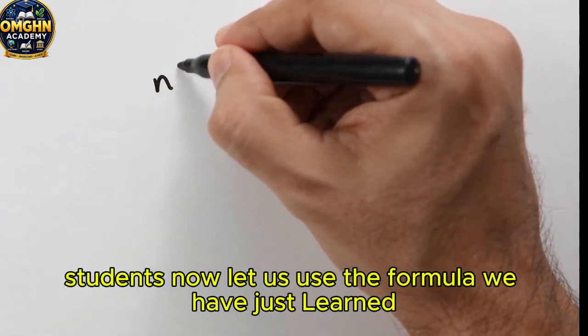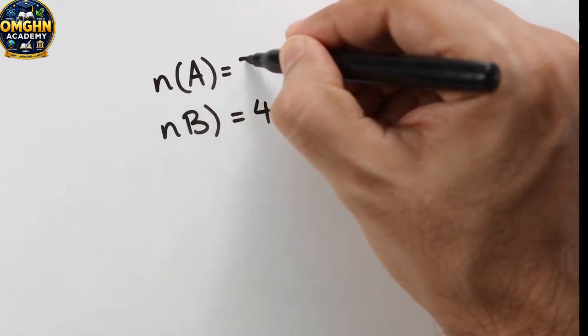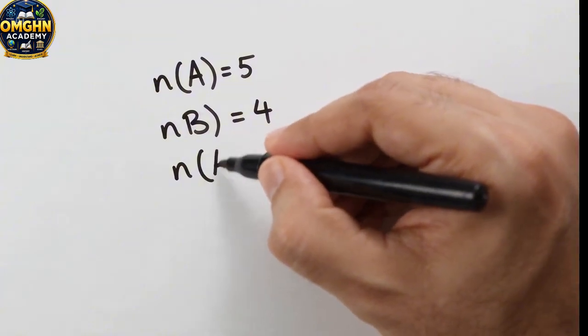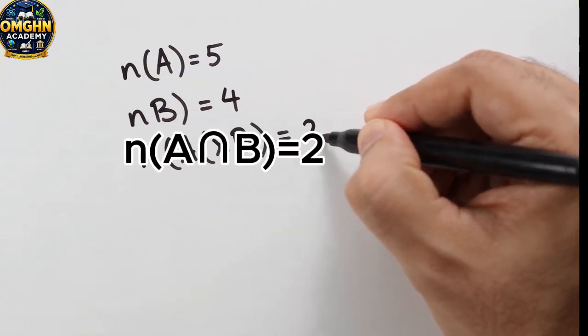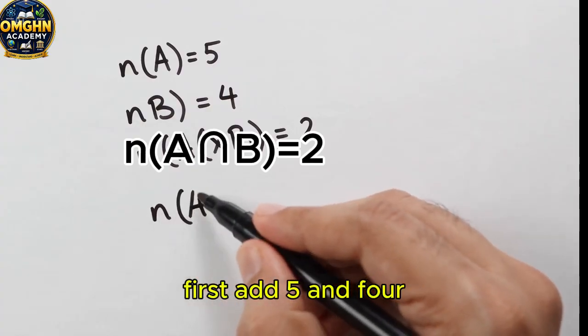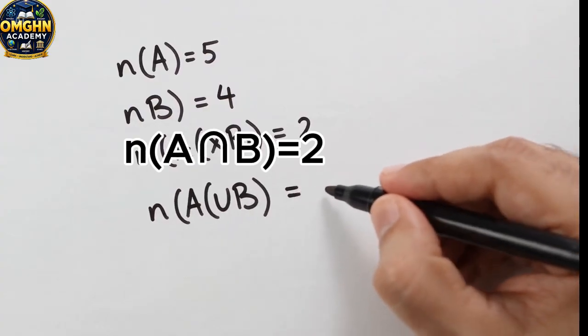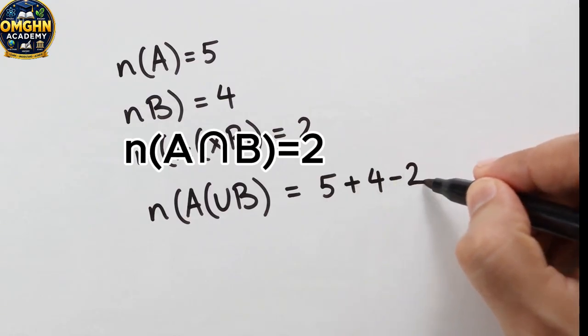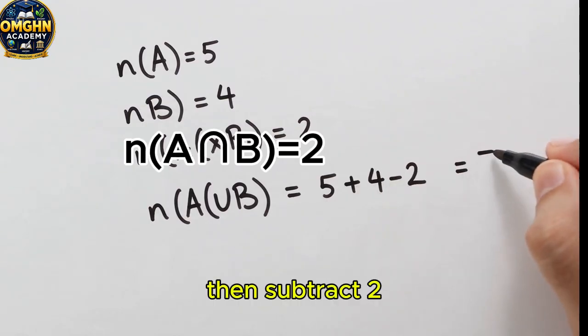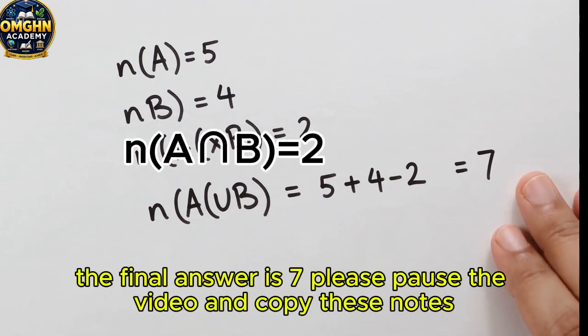Students, now let us use the formula we have just learned. Observe every step carefully. First, add 5 and 4. Then, subtract 2. The final answer is 7. Please pause the video and copy these notes.